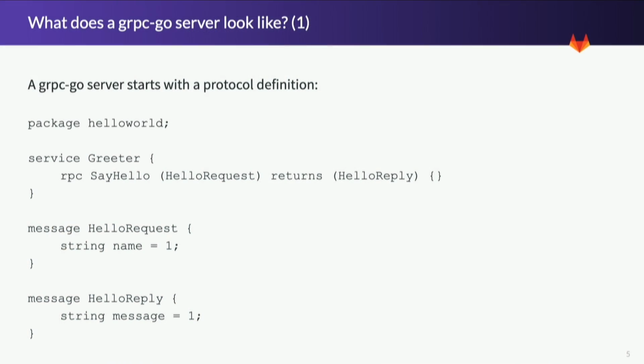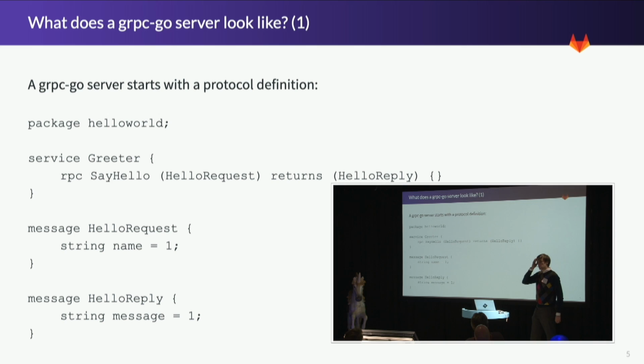So a gRPC Go server starts with a protocol definition, and this is written in the protobuf interface definition language. This is from the standard example in the gRPC Go repo. So this is a server where you can call an RPC called SayHello, and it takes a HelloRequest and it returns a HelloReply. And those things have this schema, so the request is a string field called name, and the reply is a string field called message. So it's fairly self-explanatory.